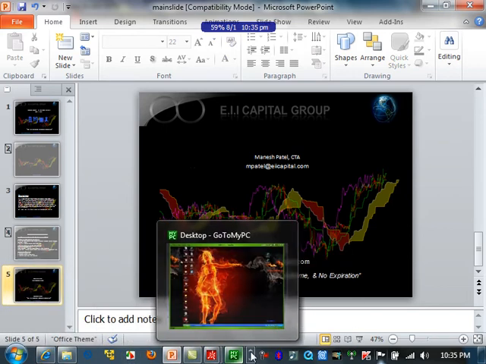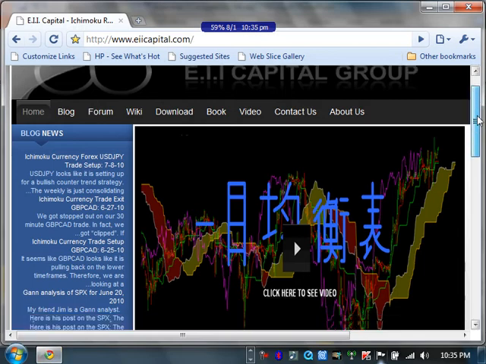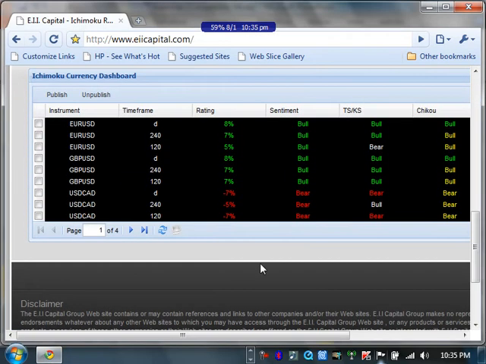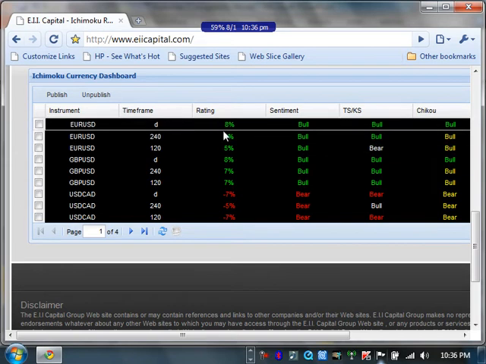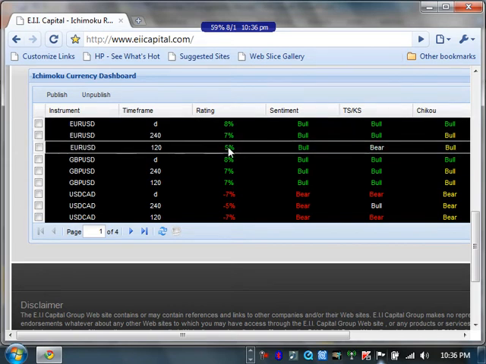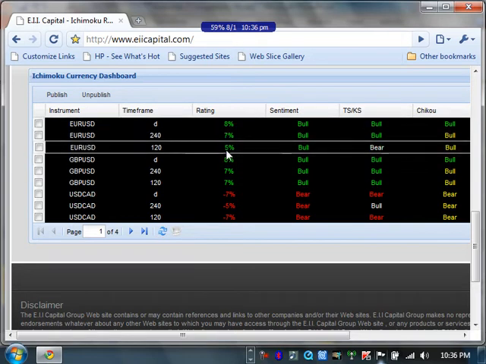Okay, first thing we're going to do, of course, like we normally do, we're going to go and find our little heat map. Remember, we're looking for +5 and above to be bullish and -5 and below to be bearish for all time frames. If you look at Euro USD right now, all time frames are basically bullish. That's good, so that's trending.